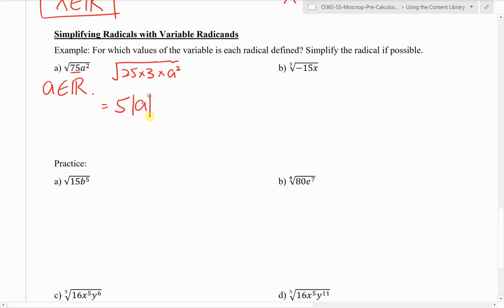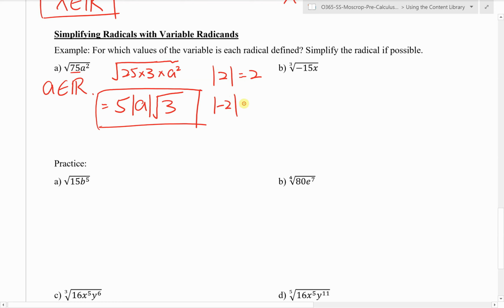However, we need to write this symbol right here, and this means absolute value. What absolute value does is make the number become positive at all times. Let me explain that a little more after finishing writing the answer here. So this will be the answer: 5 times the absolute value of a times root 3. Let me first explain what absolute value does. That's simple: 2 bars. Absolute value of 2 is 2.